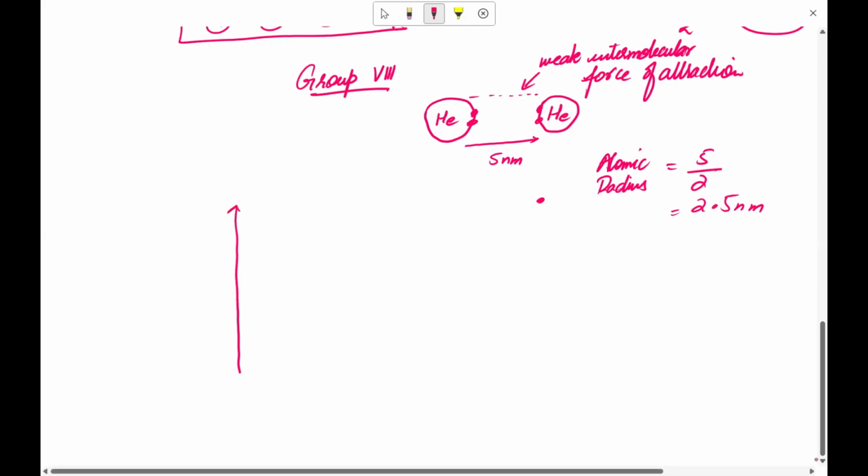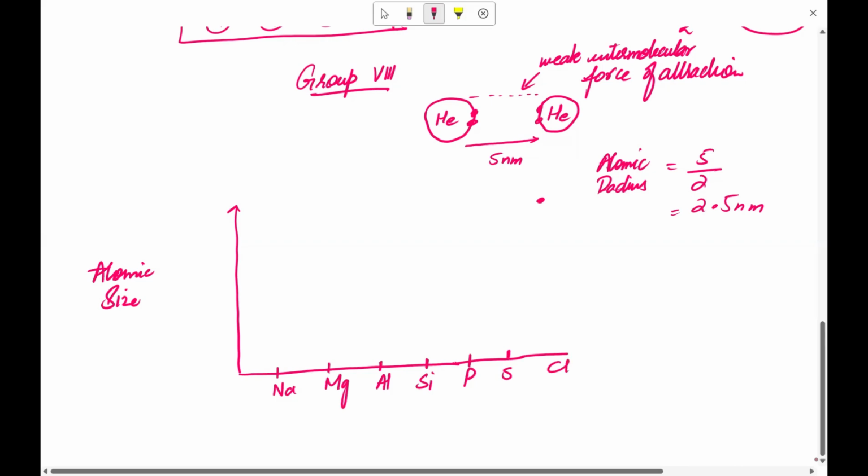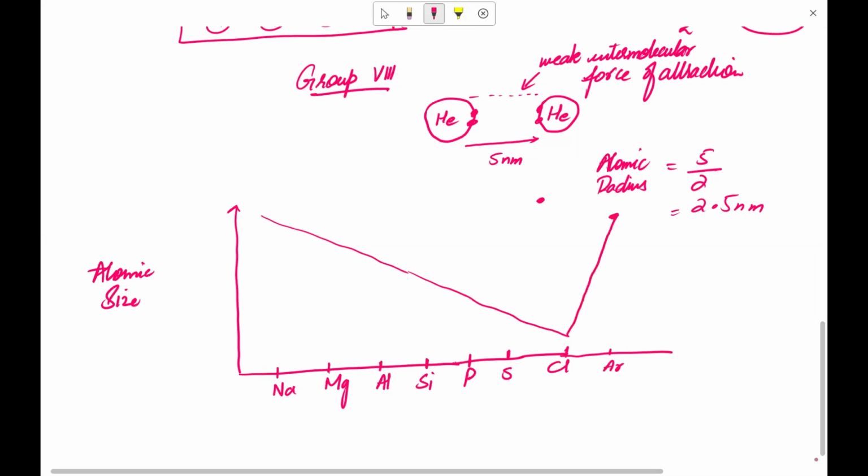So if I'm going to plot a graph of the atomic size, this is atomic size. Let's plot sodium, then magnesium, aluminium, silicon, phosphorus, sulfur, and chlorine. The graph would be somewhat like this. It has been constantly decreasing up to this point, and after that there is argon. The atomic radius of argon has increased somewhat like this. Is that clear? If someone asks you why, you can say that because of weak intermolecular forces, their atomic radius becomes quite high compared to the normal ones. Okay?